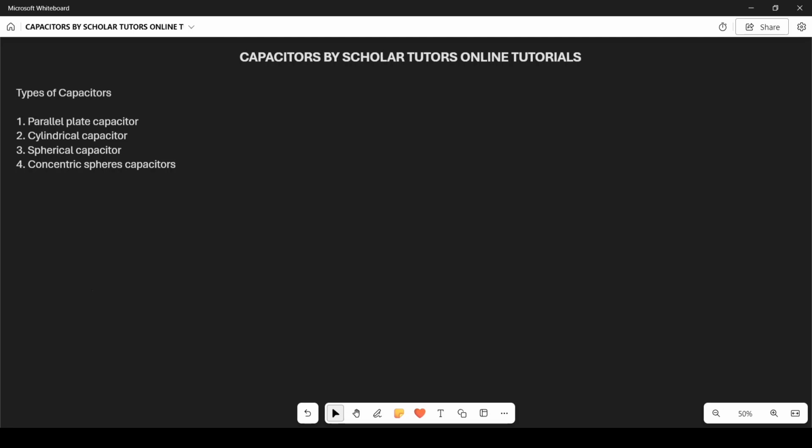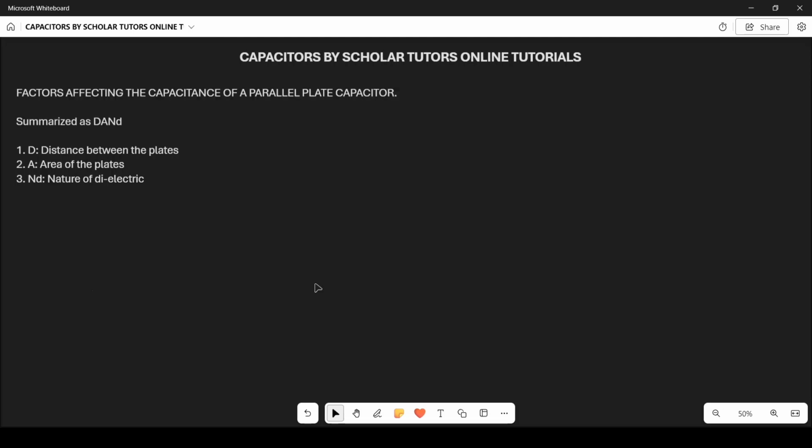And the parallel plate capacitor is also like we described earlier. It has two plates and a dielectric or an insulator material in between the two plates. But how can we increase or decrease the ability of this capacitor to store charges? That leads us to the factors affecting the capacitance of a parallel plate capacitor. I summarize the factors affecting the capacitance of a parallel plate capacitor as DAND.